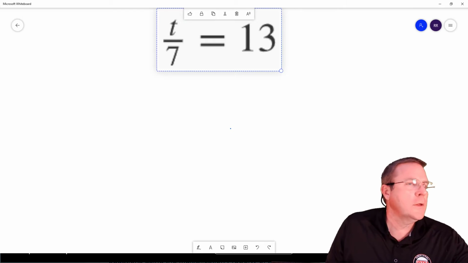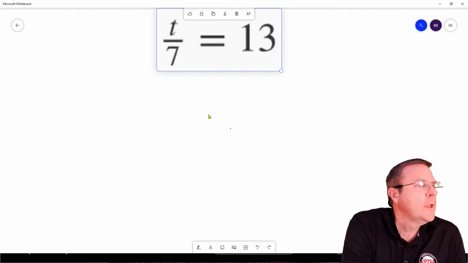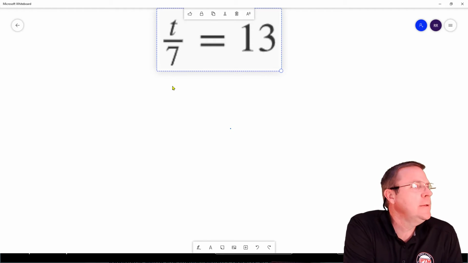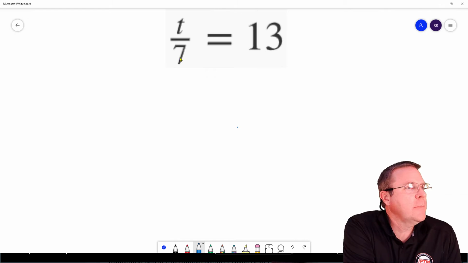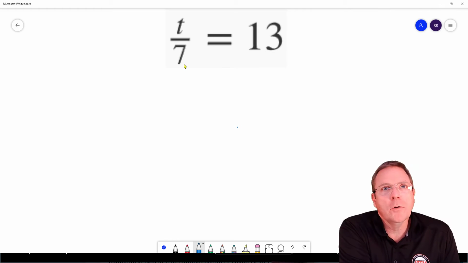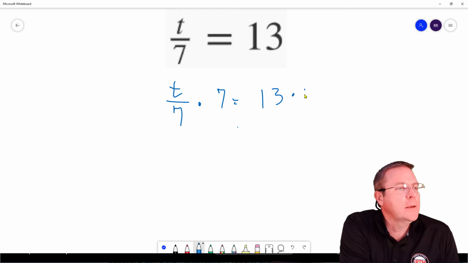Alright, so once again, what is the final goal of any equation? It is to isolate the variable. My variable is going to be t. T is being divided by 7, and we're going to undo divided by 7 by multiplying 7 on both sides. I have t divided by 7 times 7 is equal to 13 times 7.